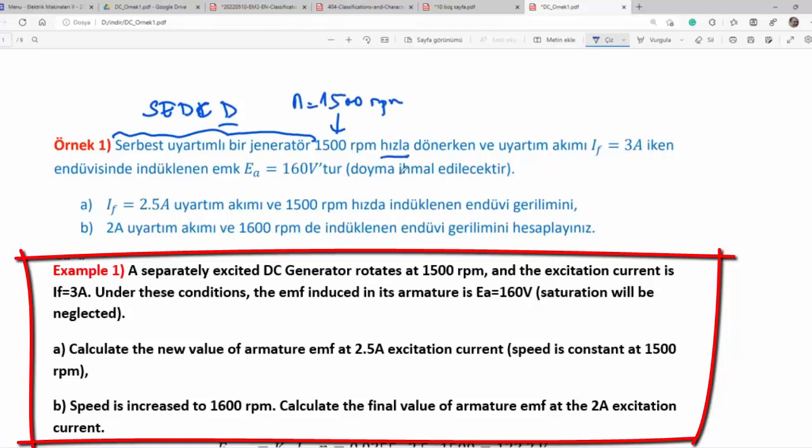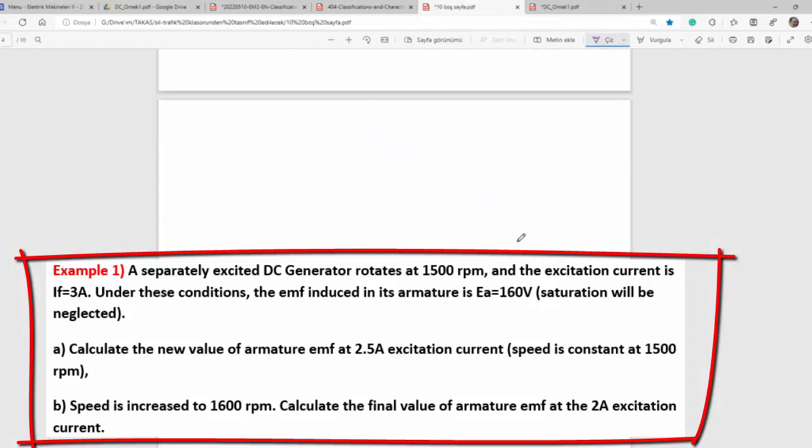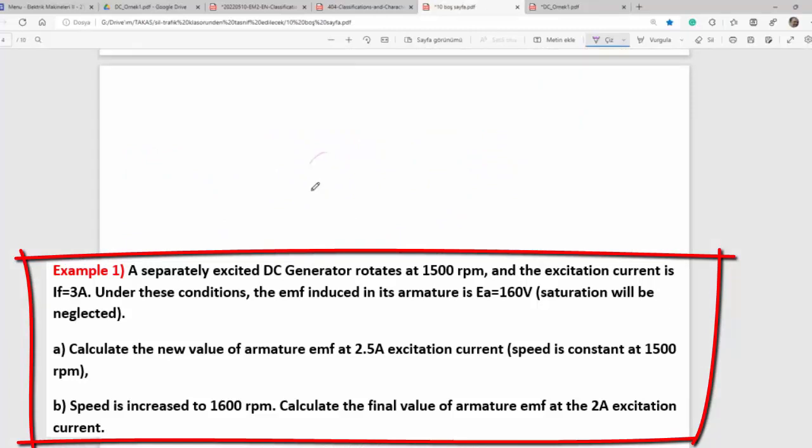While it is rotating at such a speed, the excitation current is 3 amps. At the same time, the field current is 3 amps. It is a separately excited machine. Let me draw the relation. Here's an armature, a dynamo, and separate excitation is applied.